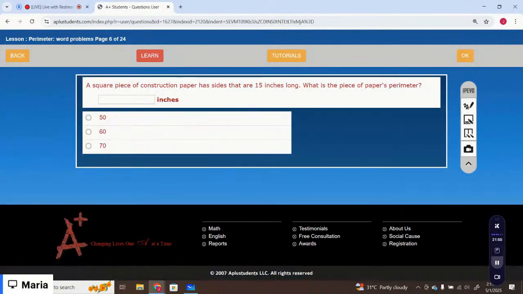A square piece of construction paper has sides that are 15 inches long. What is the piece of paper's perimeter? You need to calculate the perimeter. So which is the correct option?